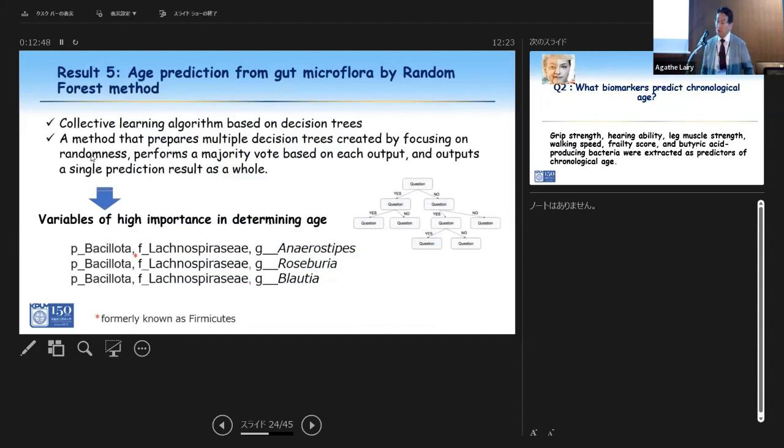In addition, we analyzed the microbiomes by the random forest method, because we have so many microbiomes in the gut. Finally, we determined the three important microbiomes. One is Anaerostipes, second Roseburia, third Blautia. These three microbiomes can produce short-chain fatty acids, especially butyric acid. A higher population of these three microbiomes predicts health longevity in our Kyotango studies.